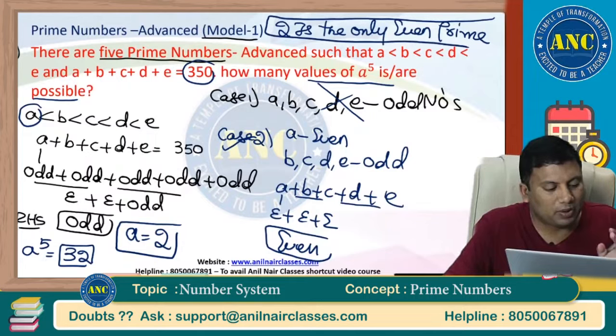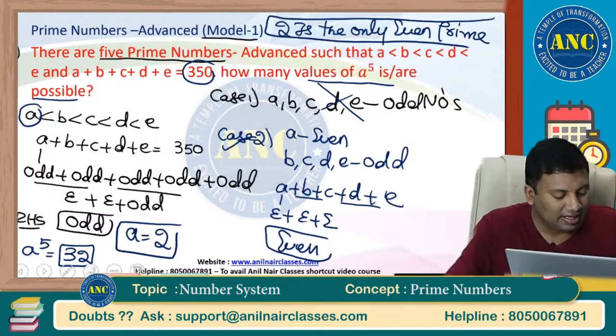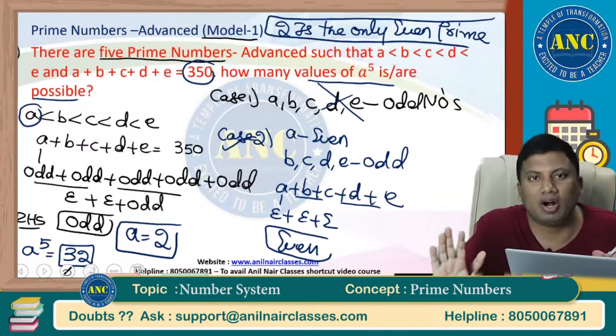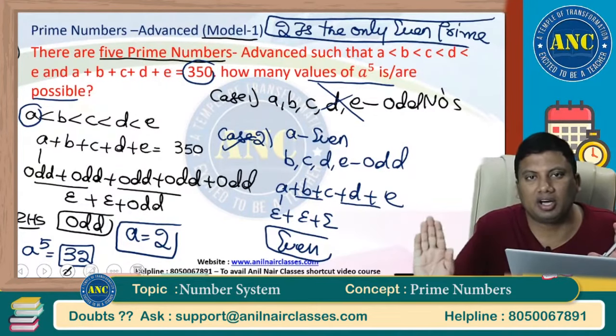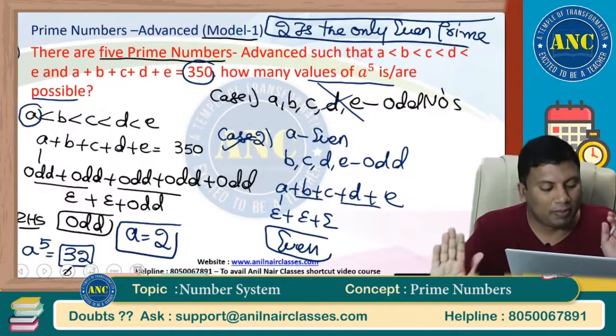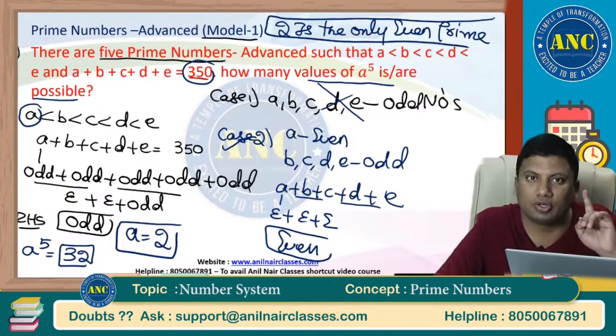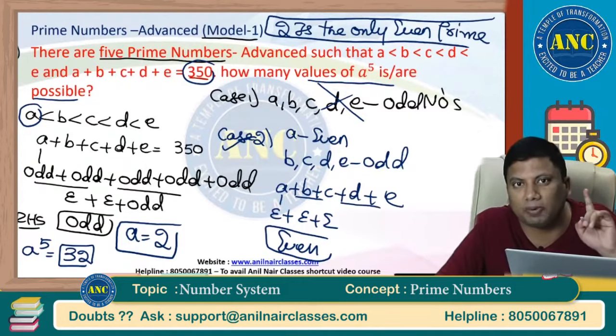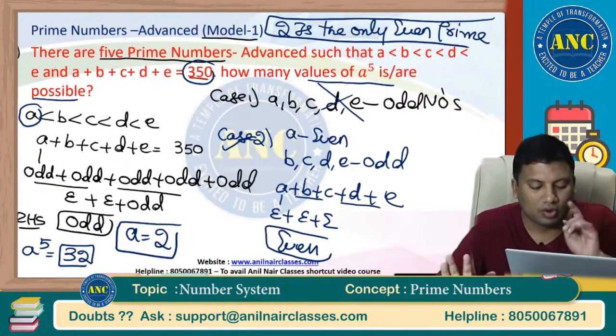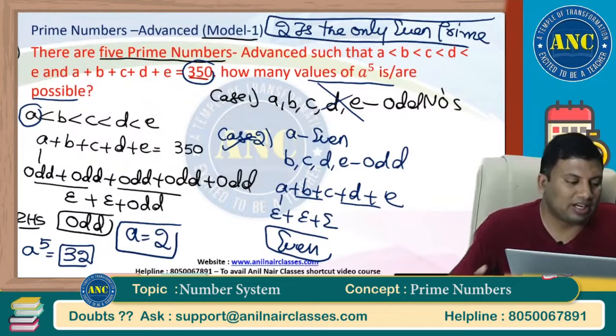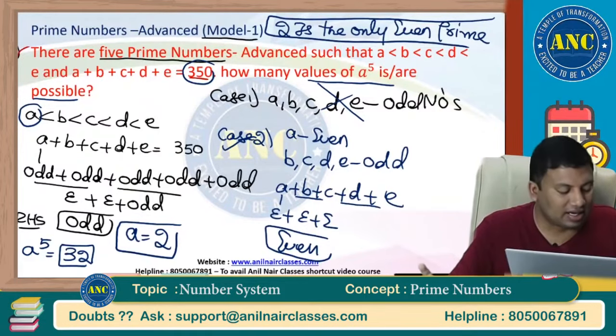A plus B plus C plus D plus E is 350. Now if you see here, all of them are odd numbers: odd, odd, odd, odd, odd. The answer I will get is odd. But in the question 350 is an even number, so one of them has to be even. What is the smallest prime number that is even? 2. The answer is 2 power 5, 32. Model number 1 is clear.